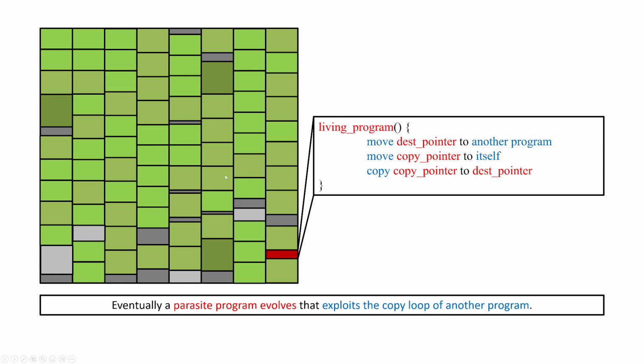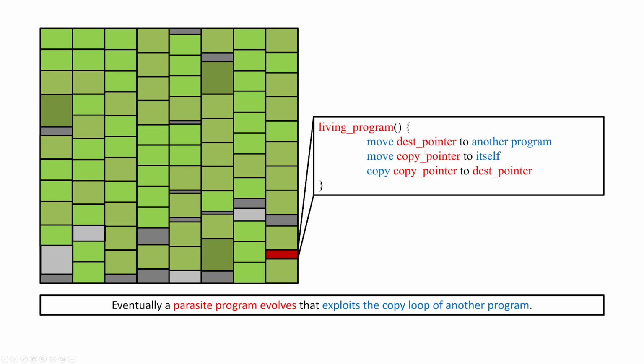If only I could just hijack the copy loop of another program, similar to how a virus hijacks the copy loop of a bacteria, then maybe I can trick that other program into copying me instead of copying itself. And so that's exactly what these little parasite programs evolved to do. Again, this is in my made up language. Remember, that's not what the real Tierra did, it's just something similar to this.